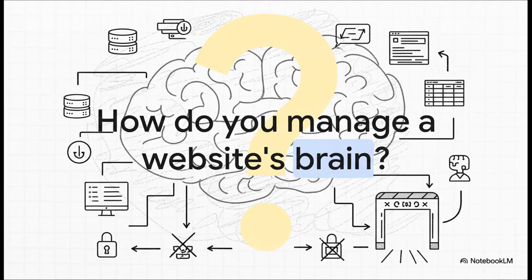So that's the real question, isn't it? If this brain holds all the important information, how do you get in there to organize things, or fix something, or just add new stuff without causing a total catastrophe? For a long, long time, the answer was, well, let's just say it wasn't very friendly.